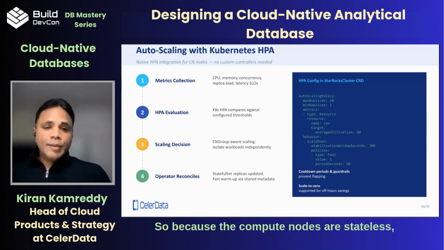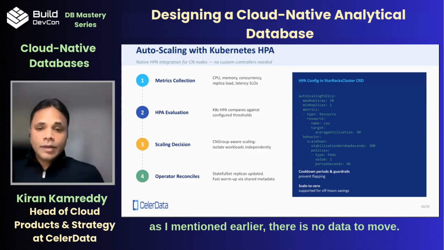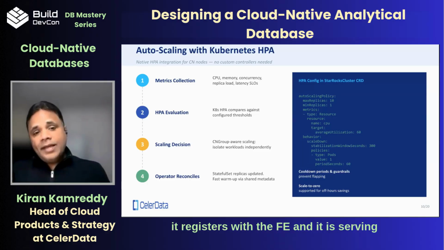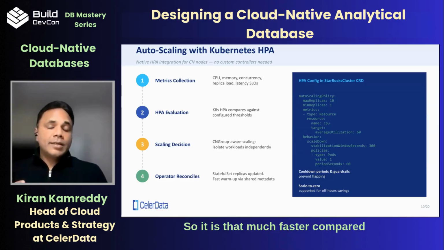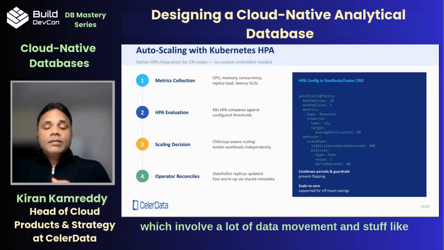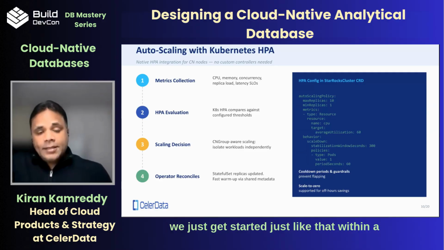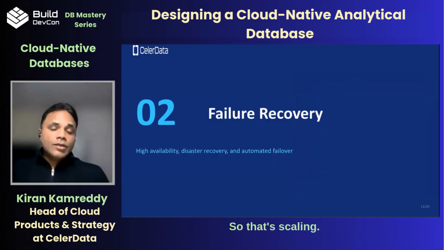Because the compute nodes are stateless, as I mentioned earlier, there is no data to move. A new pod starts, registers with the FE, and is serving queries within seconds. It is that much faster compared to traditional database systems, which involve a lot of data movement. Because our compute nodes are stateless by architecture, we get started within a matter of a few seconds. So that's scaling.